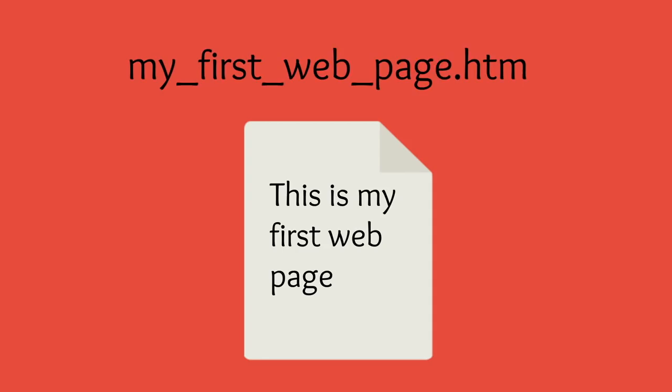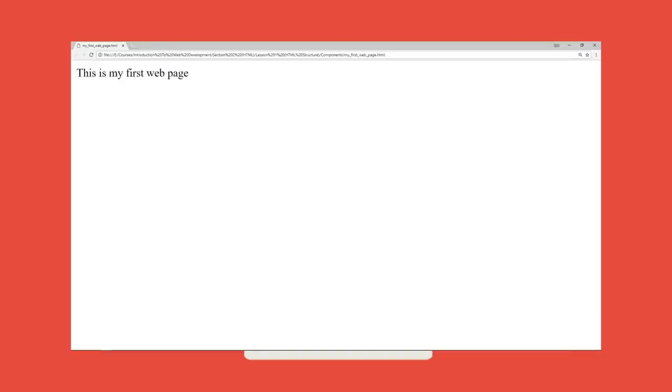Let's get started by opening up Visual Studio Code and creating a new file. Type any sentence you want into the file, such as "This is my first web page," and save the file. You can call this file anything you want, but it must have the extension .html at the end of the name. Now if you open that file in Google Chrome, you will see your web browser rendering the sentence you typed into the HTML file.